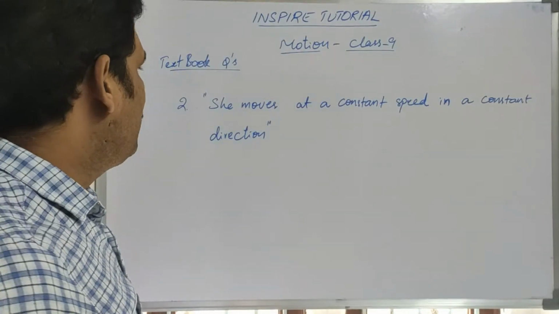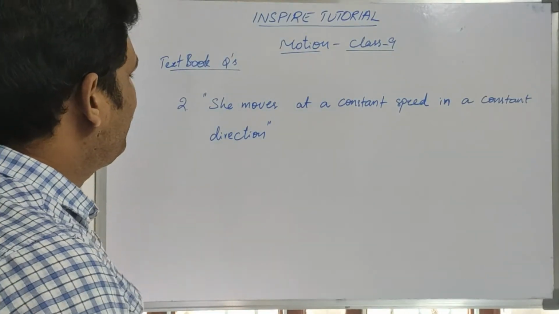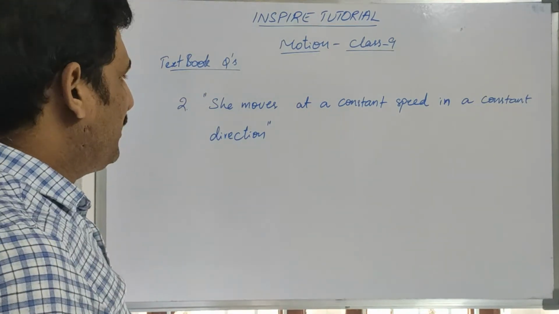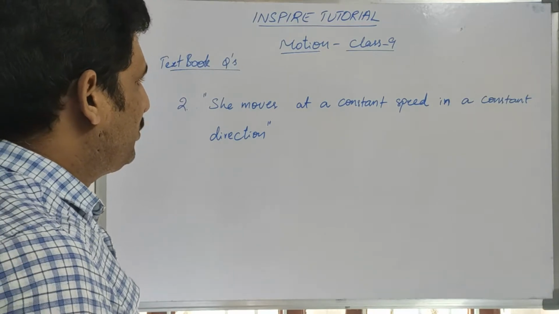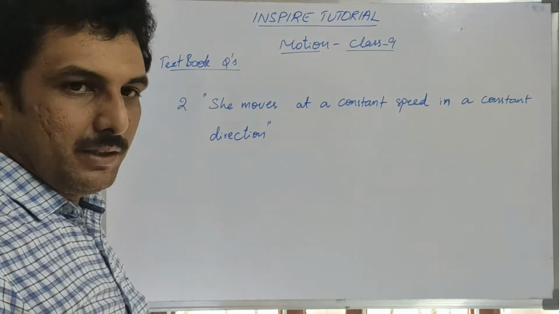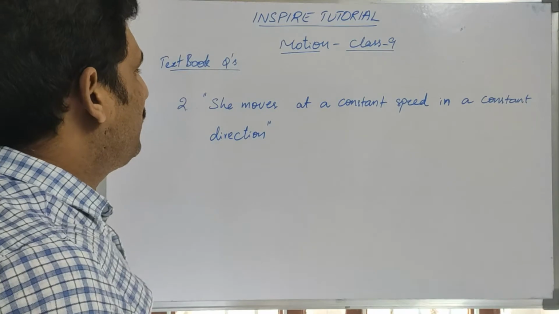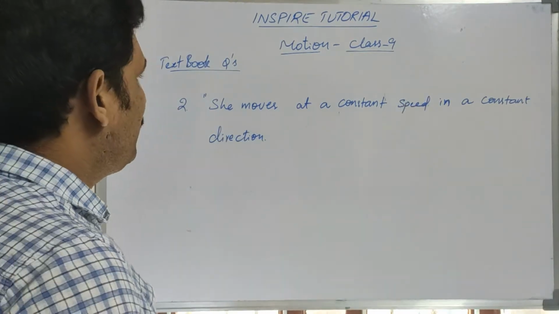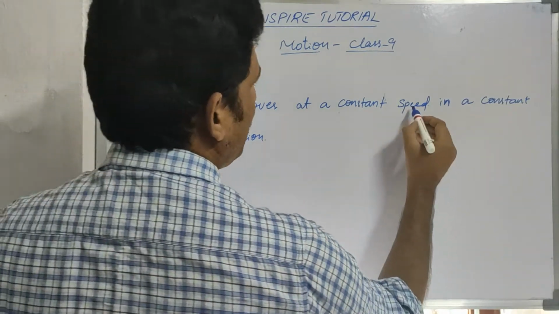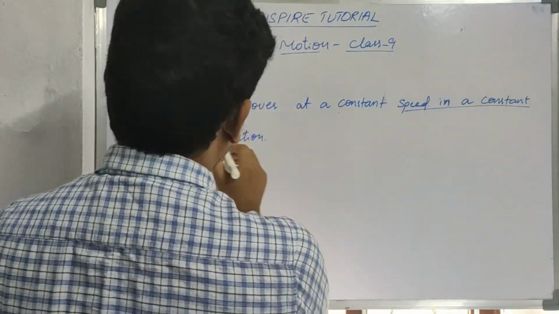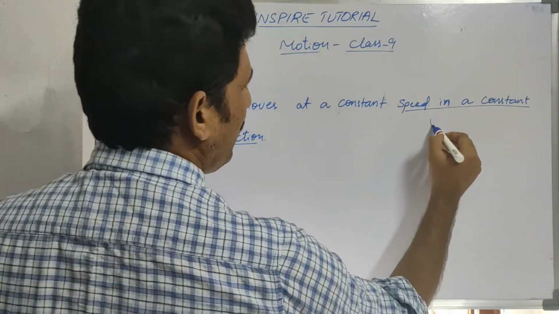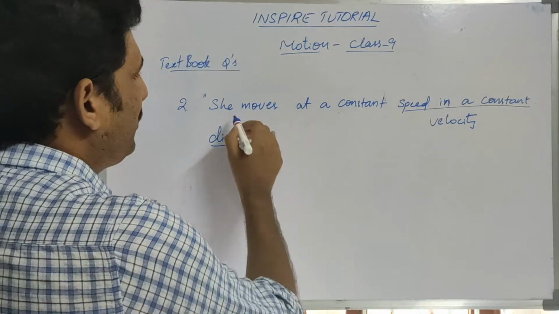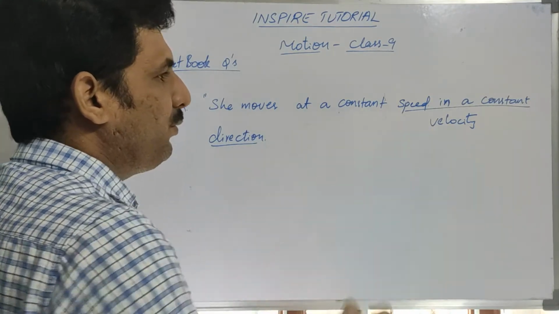And the second question is, a statement is given: she moves at a constant speed in a constant direction. So you need to correct this phrase using the words related to motion, direction. So here, when we talk about the speed of an object in a particular direction, then we call it velocity. That means she moves at a constant velocity.